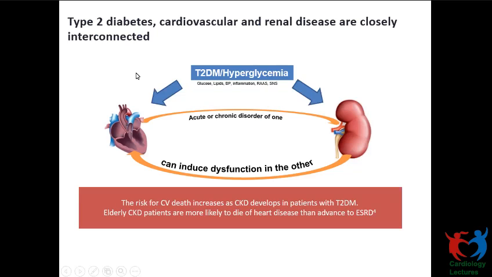Type 2 diabetes, cardiovascular, and renal disease are closely interconnected. You see type 2 diabetes and hyperglycemia. With an acute or chronic disorder, one organ can induce dysfunction in the other. That is called cardiorenal syndrome. The risk of CV death increases as CKD develops in patients with type 2 diabetes. Elderly patients are more likely to die of heart disease than to advance to end-stage renal disease. If you take all kidney disease patients, almost 65% of the mortality is mainly due to cardiovascular disease. And in the elderly population the risk is very high when compared to younger patients with diabetic kidney disease.